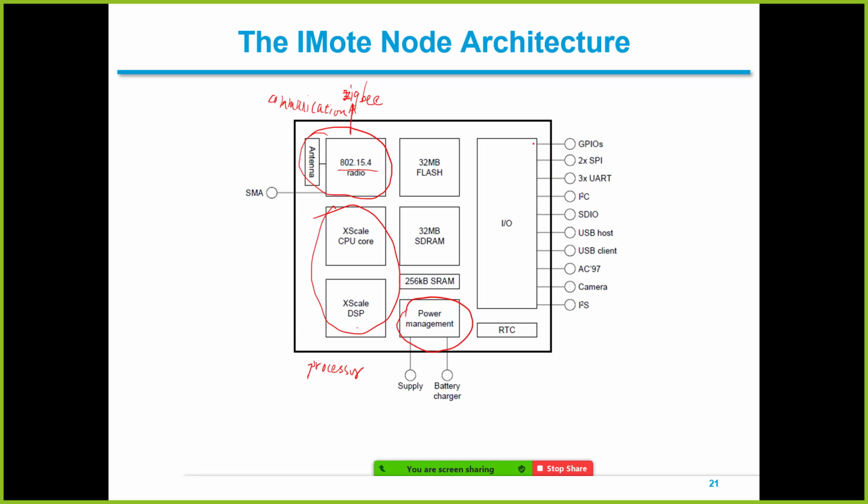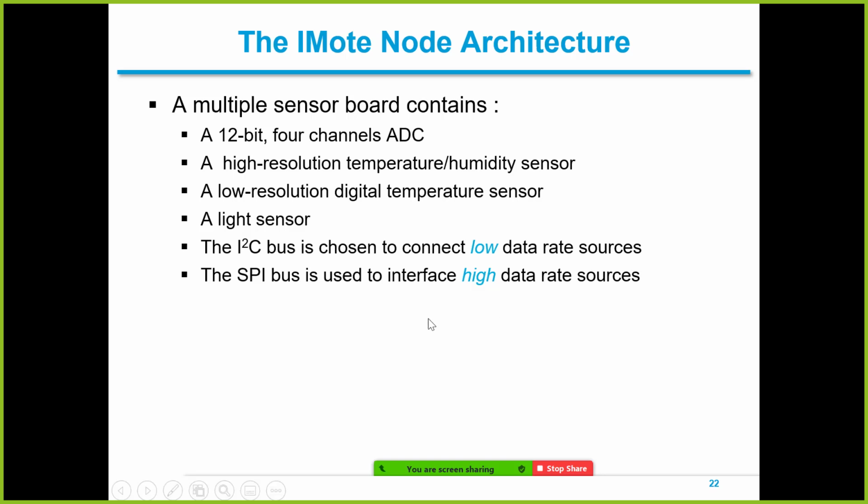And here you can see we have these IOs, so we can regard this as the interfacing subsystem. And here you can see the sensing subsystem is not drawn here. Actually there are multiple sensors on this iMote sensor node.